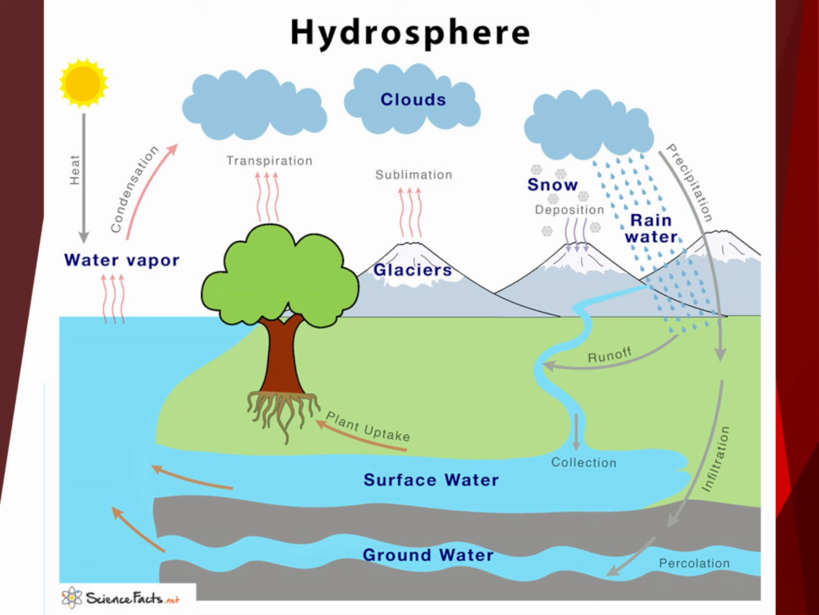70% of our planet's surface is water. The hydrosphere includes all water in our Earth system. 97% of water on Earth is found in its oceans. The remaining 3% of liquid water is found in lakes, rivers, and as groundwater. Water also exists in the form of ice and in the atmosphere.